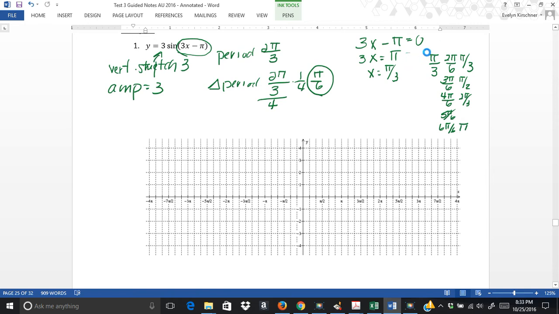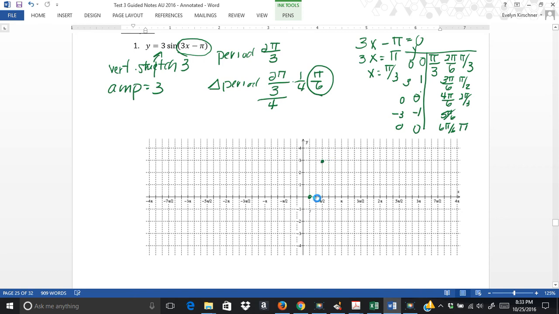Since I didn't leave myself too much room, we have to find our y values. Remember, for sine they start at 0, 1, 0, negative 1, 0, and now I'm multiplying by 3. So it's 0, 3, 0, negative 3, 0. So I start at pi over 3, that's 0. And then at pi over 2, I'm at 3.